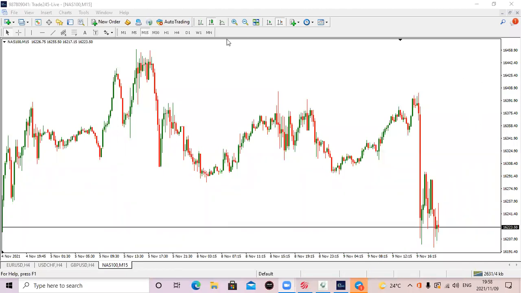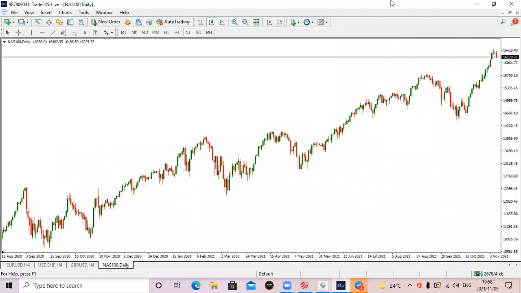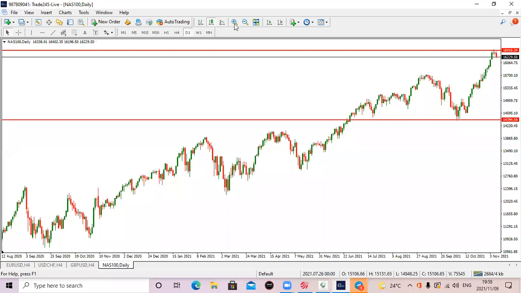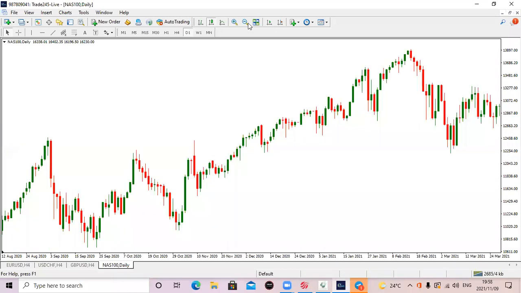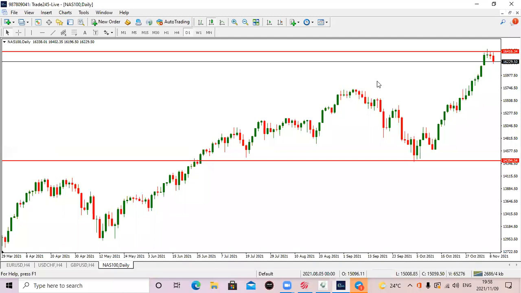Okay, so guys, let's start on Nasdaq. Always go on a daily. I mark my high and my low. So that's my high, and then that's my low. I don't go backtest on the back and everything, going into last year or whatsoever. For me, this is good enough to deal with.